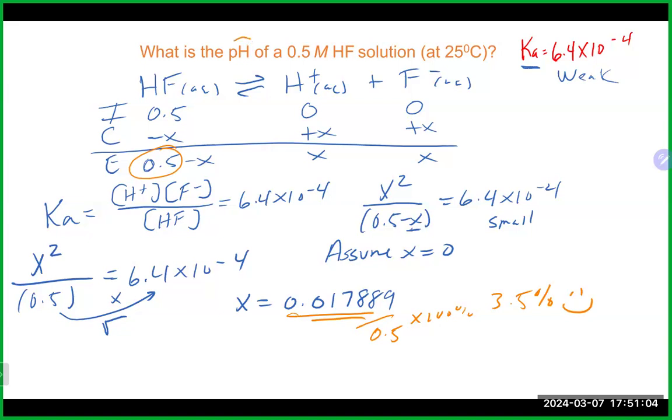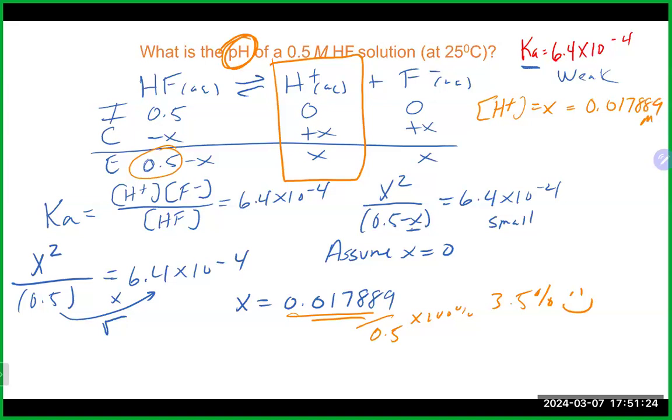Really, in this case, we're just interested in the pH, which means if I go back to my ice table, I can see that basically x will equal the H plus concentration. So our H plus concentration in this case does equal x, and that would be 0.017889 molar. And now we could go into our pH, minus the log of it. And if I do that there, minus the log of that, looks like 1.75 pH in this case. That is acidic, and that is good because it is an acid.